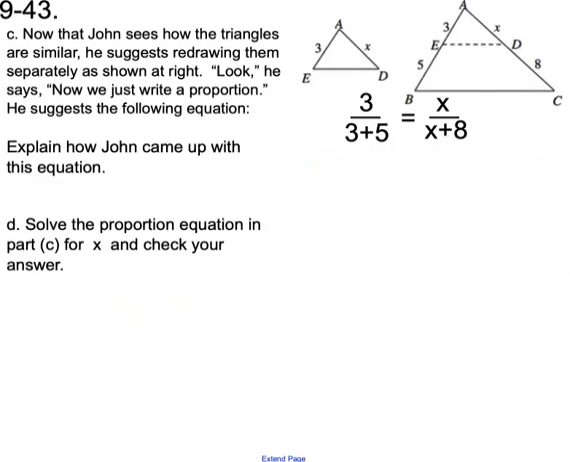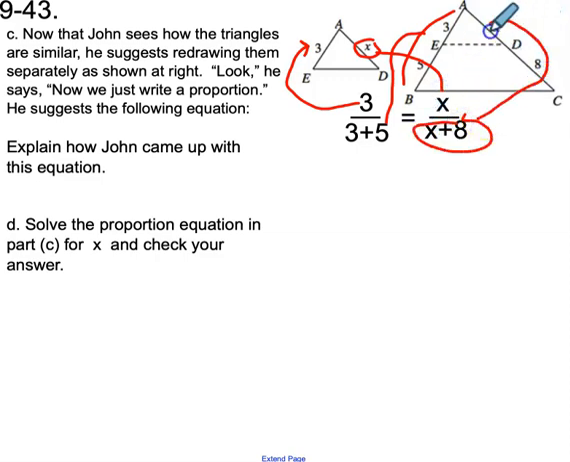So let's move on. Now that John sees how the triangles are similar, he suggests redrawing them separately as shown at the right. Look, he says, now we just write a proportion. He suggested the following equation. So when we look at the measurements, this is what he wrote. Explain how John came up with this equation. Well, look at it. The 3 comes from here, and AE corresponds to AB. So this comes from this side right here. X is right here, and this is this side right here.